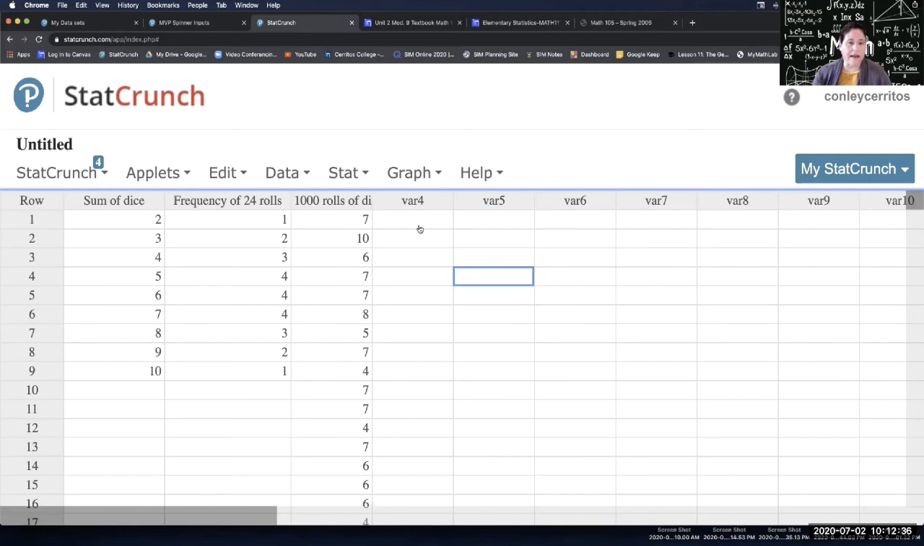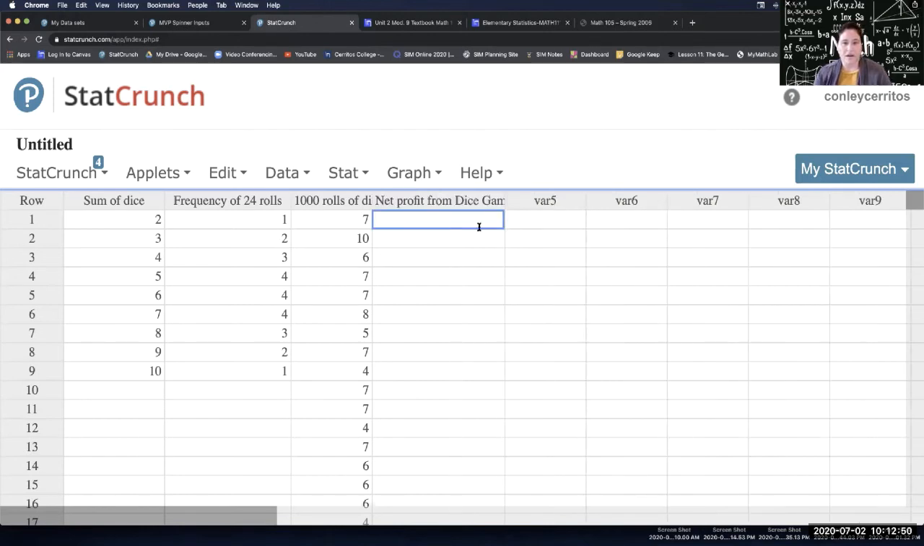So remember, back in the game, this is now my net profit from the dice game. And we said that the worst that can happen is I lose $5. Then I can lose $2. And now we're getting into the good stuff: I could win $1 and I could win $4.